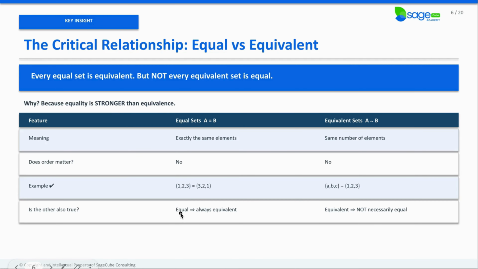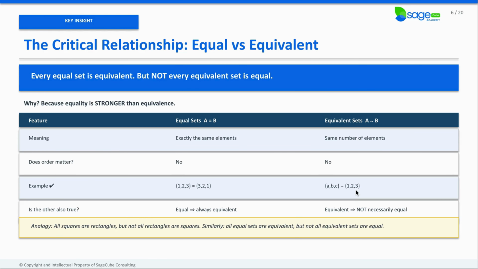Equality is stronger. Because think about it. If these two sets are equal, equal means they have the same members. So if you have the same members here and you have the same members there, then automatically the sizes of both sets will be the same. And that is the reason why equal is always equivalent. But equivalence is not necessarily equal. The sizes are the same, and that's what makes it equivalent. But the members in here are letters, alphabet, and here we have numbers. So they are not the same elements, even though they have the same size. Is that understood, please?